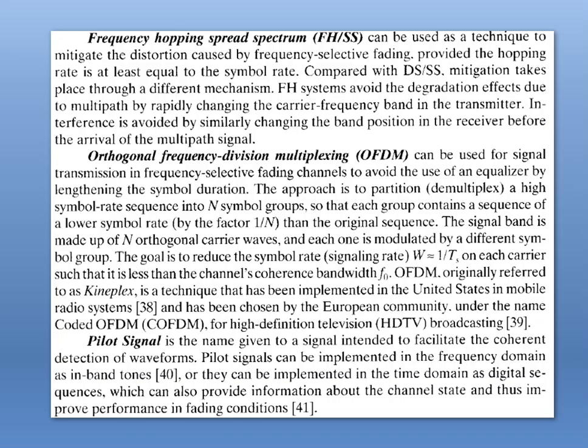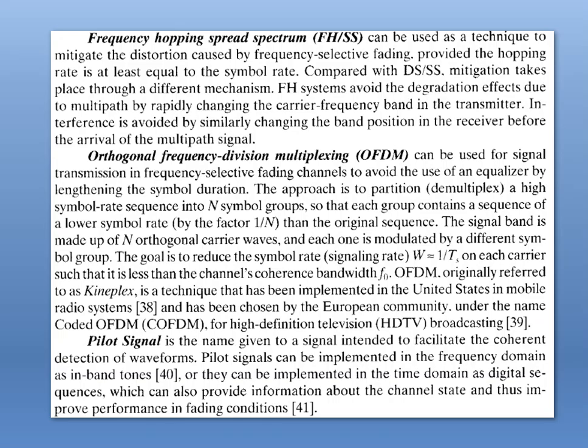Interference is avoided similarly by changing the band position in the receiver before the arrival of the multipath signal. So it happens in frequency hopping spread spectrum. Most receivers are supposed to use FHSS as one of the efficient methods to remove frequency selective fading. And last but not least, that is orthogonal frequency division multiplexing, which we can call OFDM.